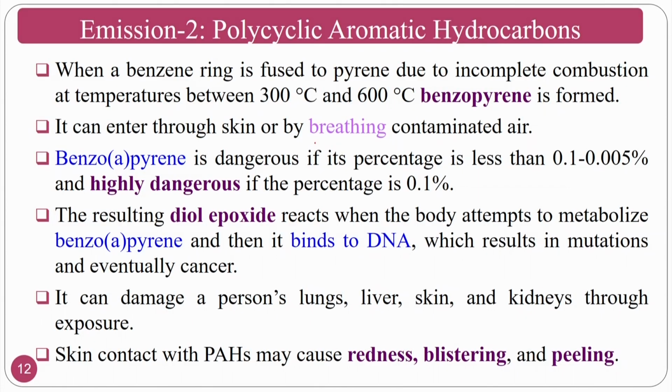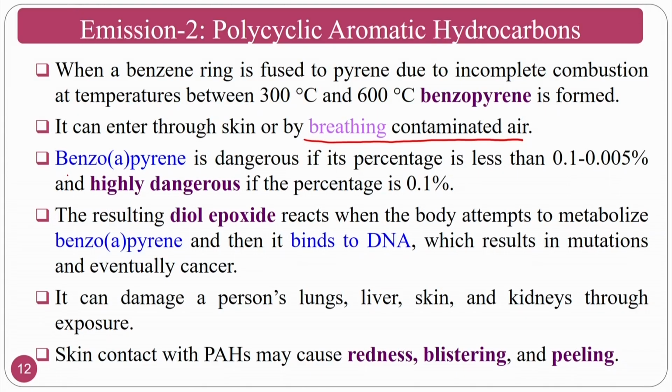This can enter through breathing contaminated air. Once the benzopyrene is formed, because of the temperature in the grinding zone, it will evaporate. This evaporation contains the benzopyrene ring. By falling on the skin, it can go directly through the skin. At the same time, it can also go through the respiratory system. Benzopyrene is dangerous if the percentage is between 0.005 and 0.1%, and highly dangerous if the percentage is 0.1.